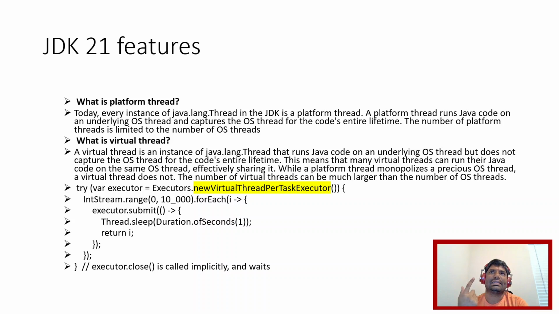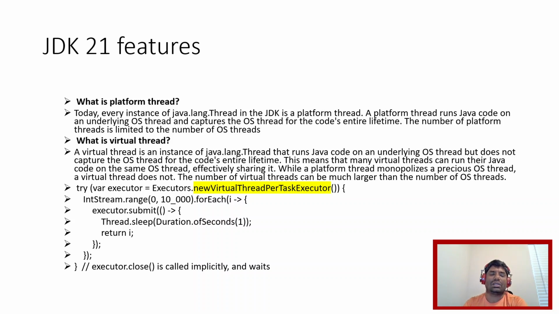So they enhanced the Java 5 executor framework by introducing the new virtual thread per task executor. Here in this particular case, they have given an int stream with a range of 0 to 10K. If I use a normal executor thread pool, obviously the JVM will crash or hang or not respond, because the submit is calling a thread.sleep. Obviously, this is going to be a bottleneck to the JVM and your application could crash.